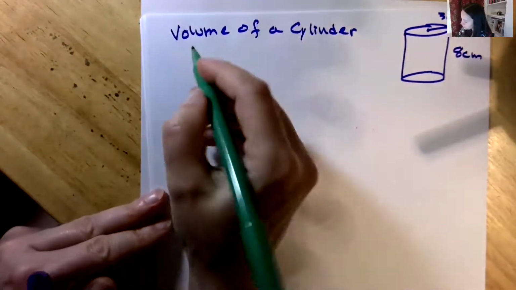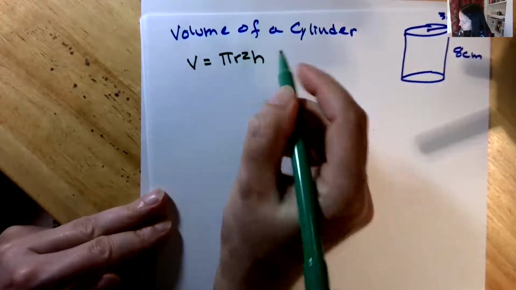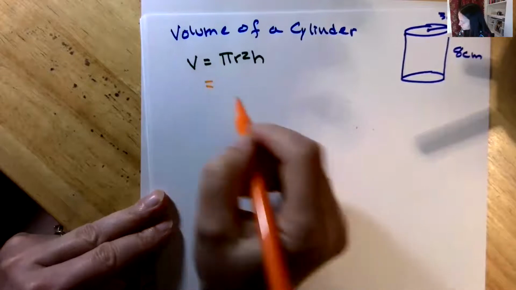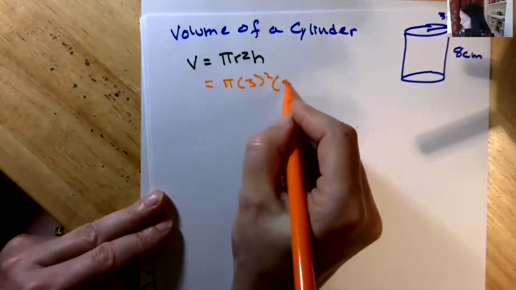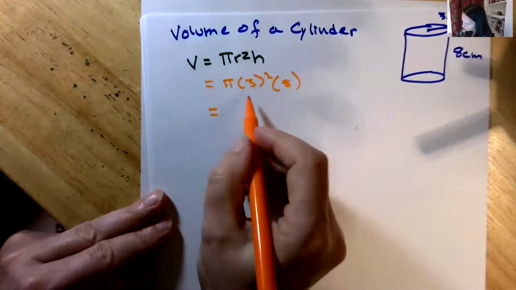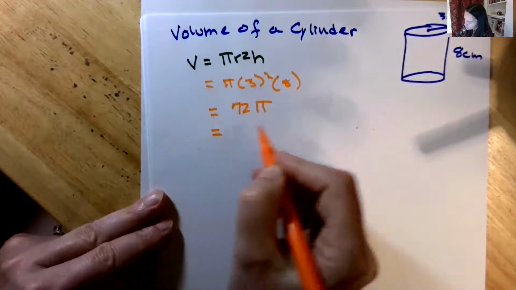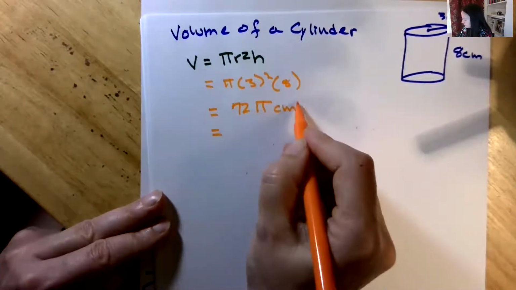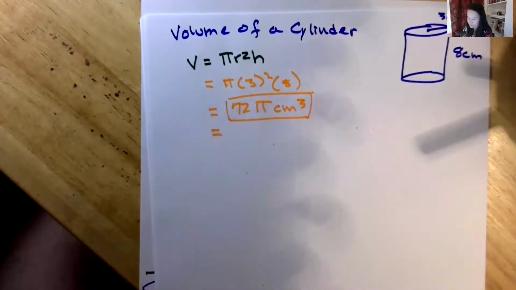Okay, so the volume of a cylinder is volume equals pi r squared times the height. So this will be equal to pi times 3 squared times 8. That gives me 9 times 8, which is 72 pi. If you're supposed to leave it in terms of pi, that would be your final answer. And this problem does want us to leave it in terms of pi, so we're done right there.